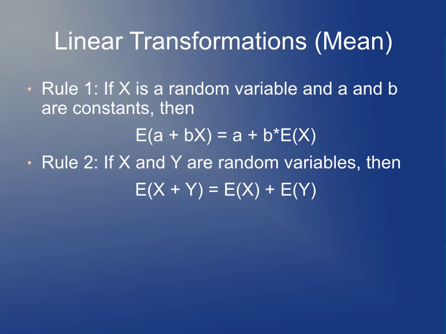A couple of properties of expected values that come in handy from time to time: if x is a random variable and a and b are constants, and you want to find the expected value of a linear transformation of x, that is a plus b times x, you can just take a plus b times the expected value of the original random variable. Similarly, if x and y are two different random variables, the expected value of x plus y is the sum of the individual expected values. I'll give some examples of this in the upcoming slides.